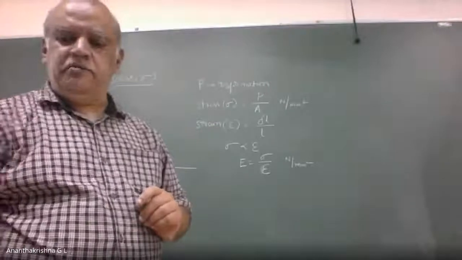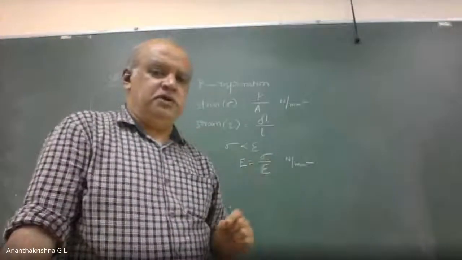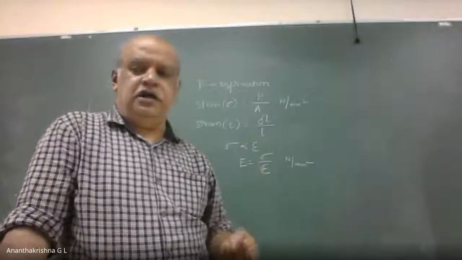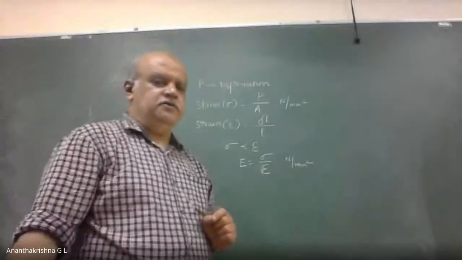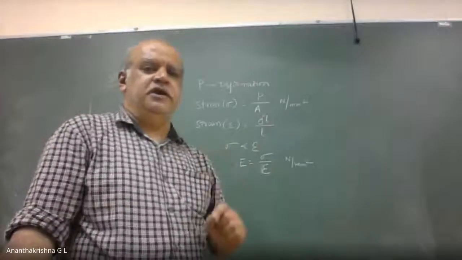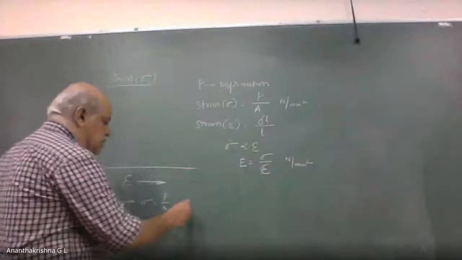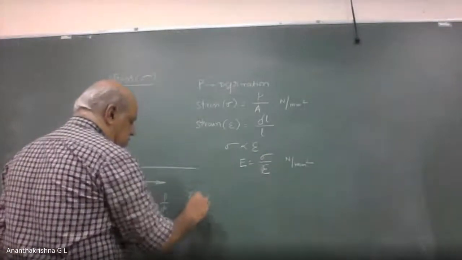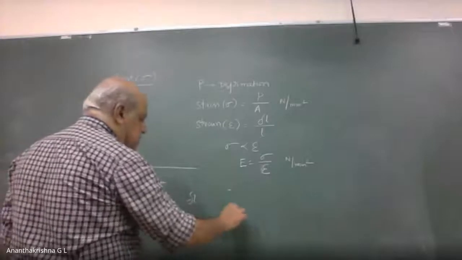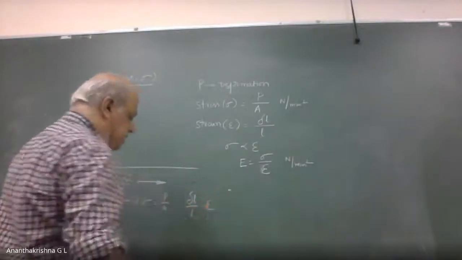UTM is the machine to measure the deformation or change in length. Which meter do we use? We use an extensometer to measure the change in length. So we note down the change in length, delta L. We know the original length, that is the gauge length. So delta L by L will give us strain.